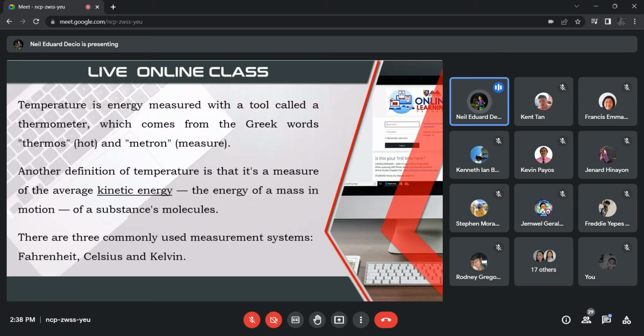Okay? So, kasi, according to another definition of temperature, it's a measure of the average kinetic energy. So actually, yung molecules natin, in a particular object, or kahit in the air, the heat is produced because of the vibration of those molecules. Okay, so nagba-vibrate sila. The more the vibration, the higher the temperature. Okay?